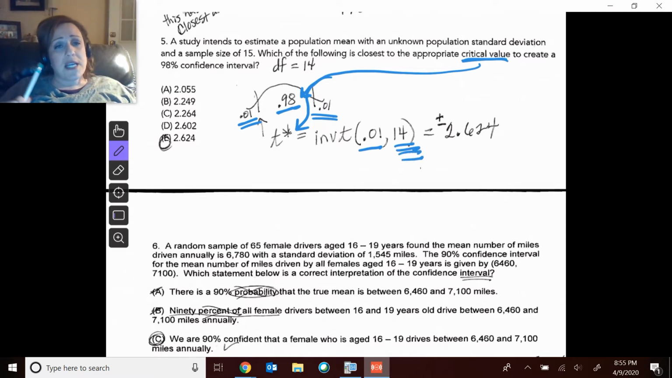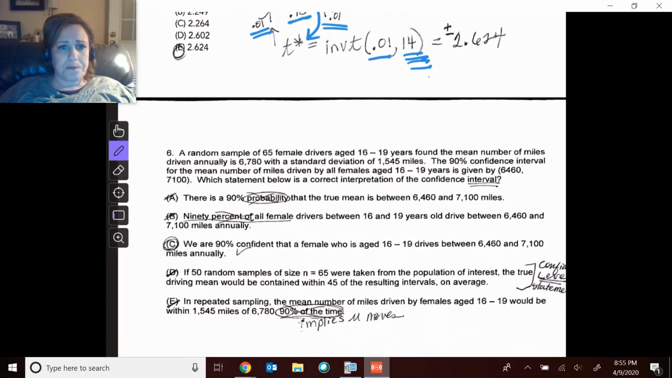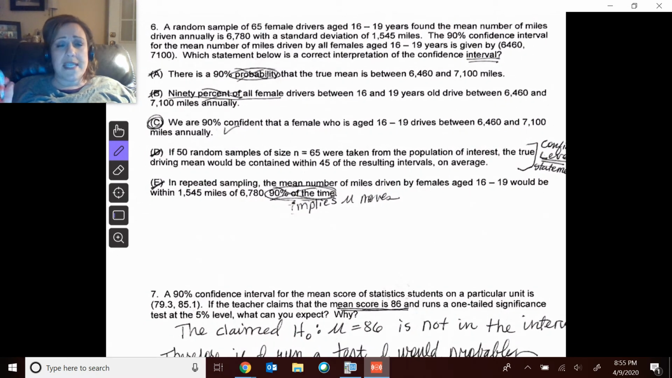So this was a sample size of 15, 14 degrees of freedom. So then that was 2.624. All right, number 6. This was an interpretation of the interval. Okay, so I will be using this information with my interval numbers.